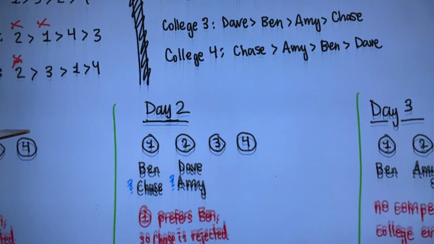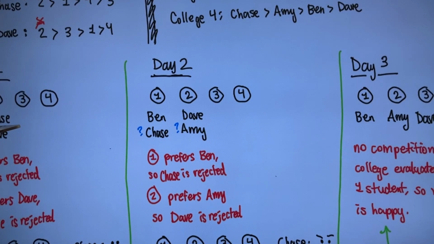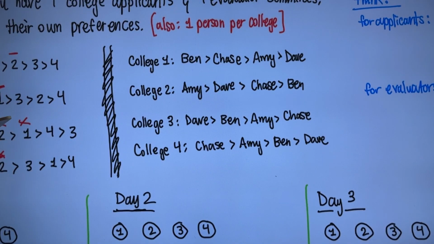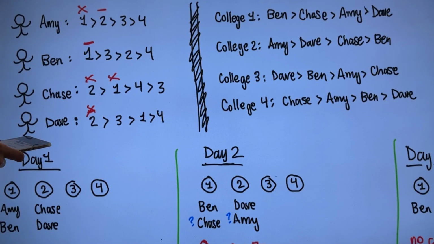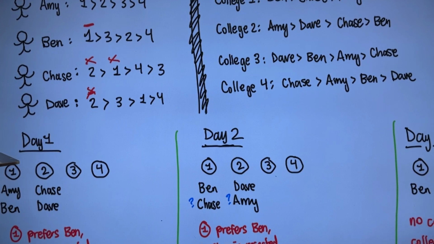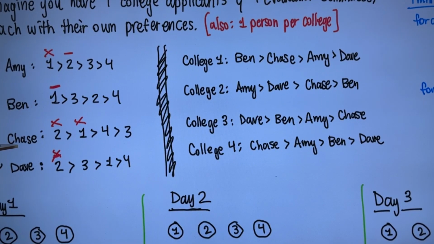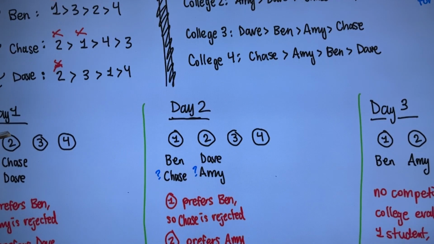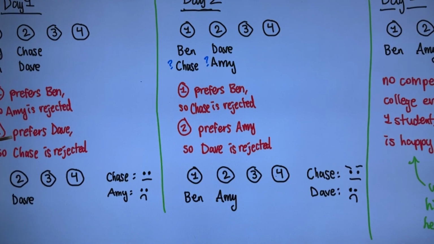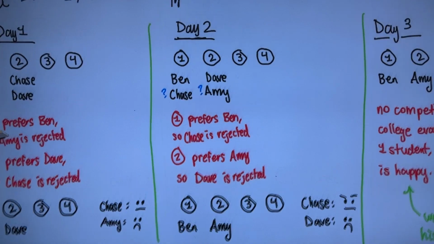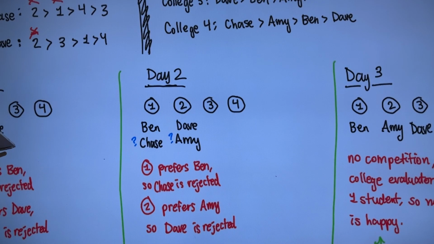Between Ben and Chase, who is preferred? Let's see, Ben and Chase. Looks like college 1 prefers Ben over Chase, so looks like Ben is actually pretty lucky. He doesn't get rejected, he just stays put because Ben's been here since day 1. So Chase is going to get rejected from college 1.